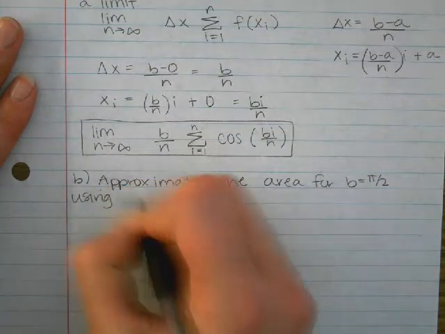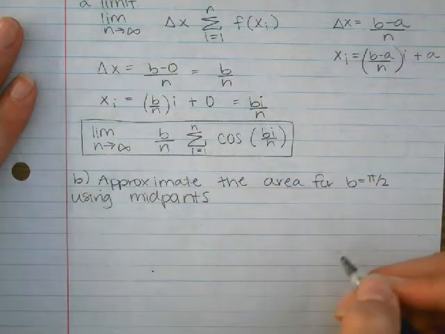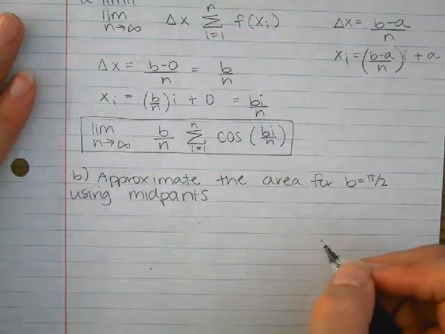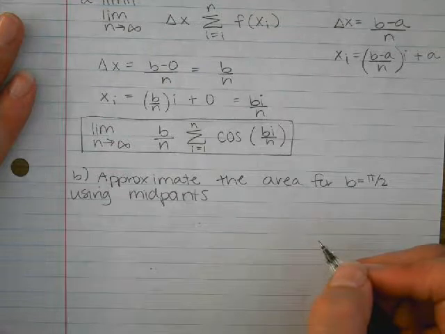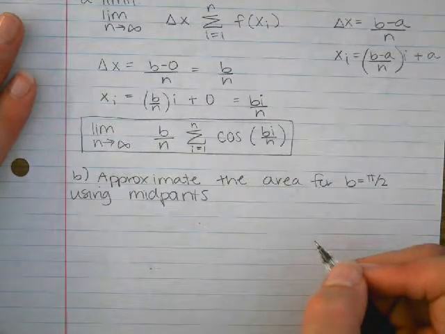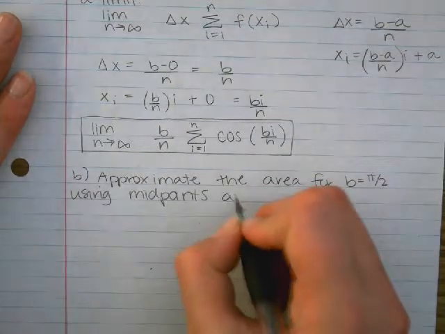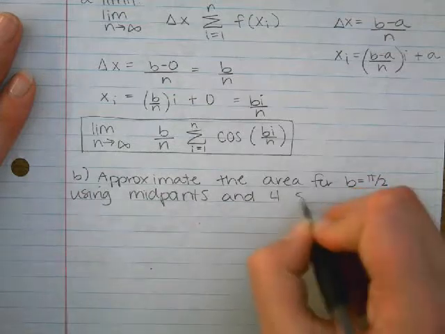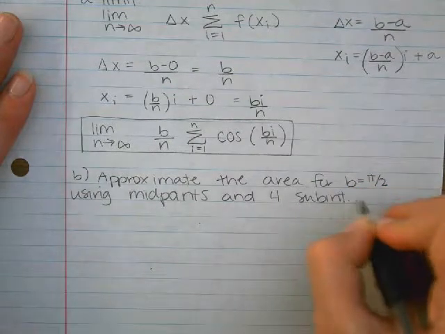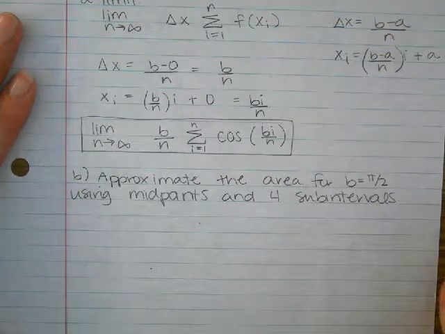Using midpoints. So we're not going to use the right side of the rectangle or the left side of the rectangle. We're going to use the midpoint for the rectangle. And why do you think we'd use the midpoint? It's a little more accurate. Using midpoints, and we're going to do 4 subintervals. What do I mean by 4 subintervals? Fourths. It'd be 4 rectangles is basically what we're saying here.